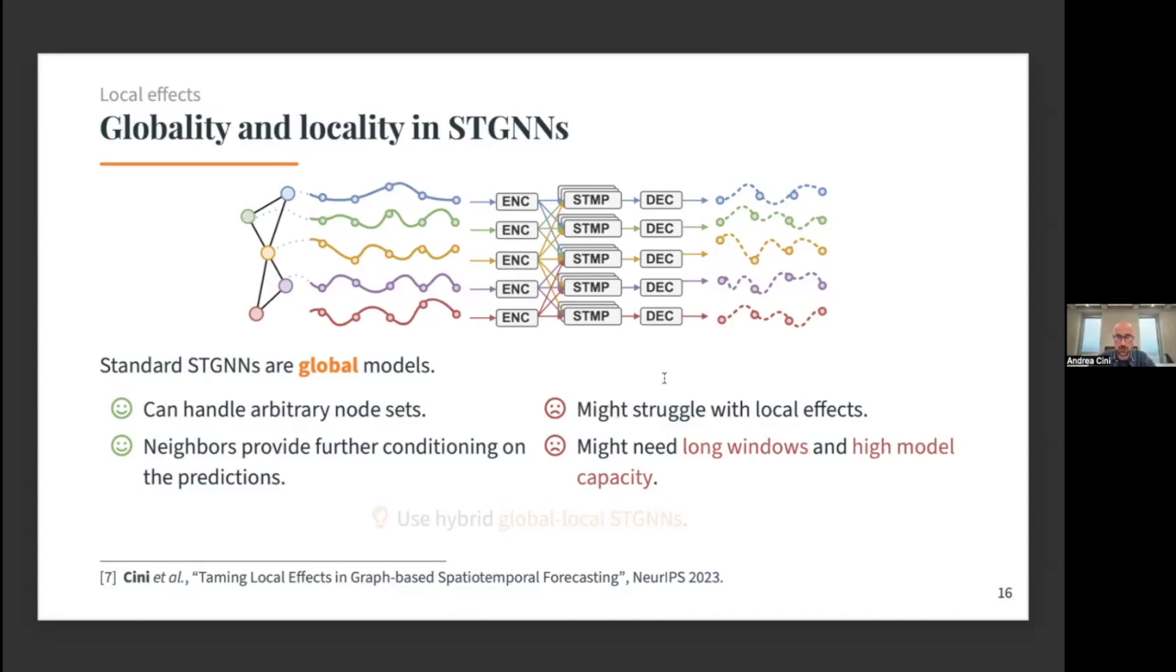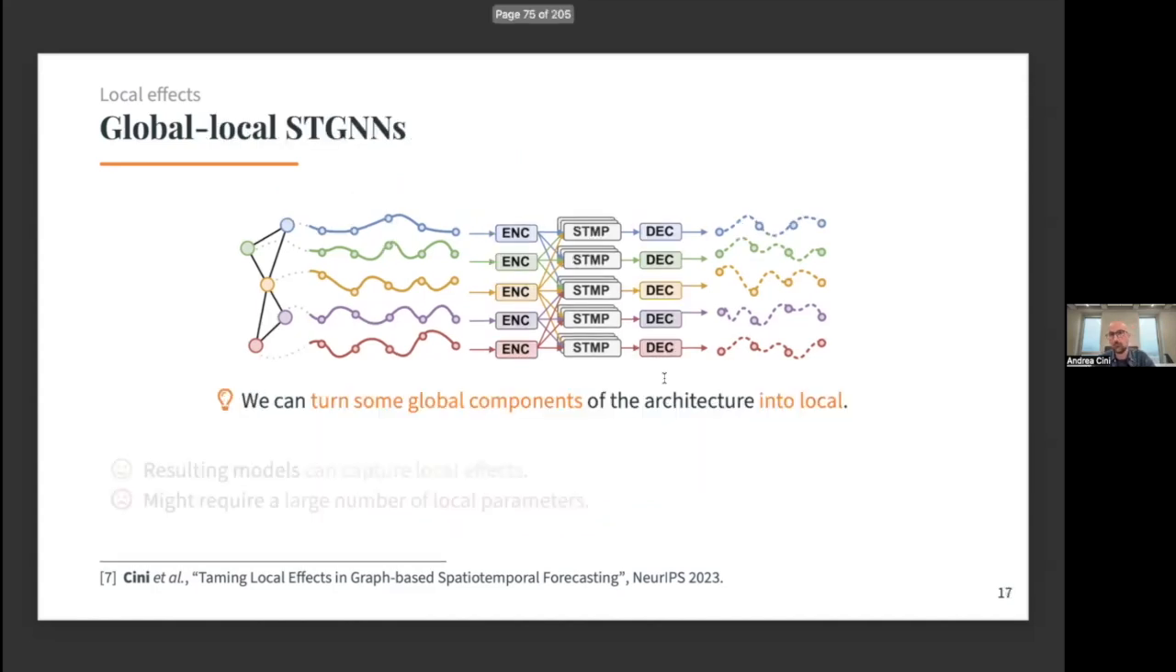So a possible way of going around this is to use hybrid architectures, so basically architectures that somehow include some local component. One straightforward way of implementing this is to take the template that I presented before and make some of the blocks of the architecture local. The idea is that, for instance, for the encoder and the decoder block here, we could learn parameters that are specific to the time series that we want to forecast. Clearly, the resulting model would be able to capture these different dynamics much more easily, but with the downside of requiring a larger number of local parameters, depending on how these encoding and decoding blocks are implemented.